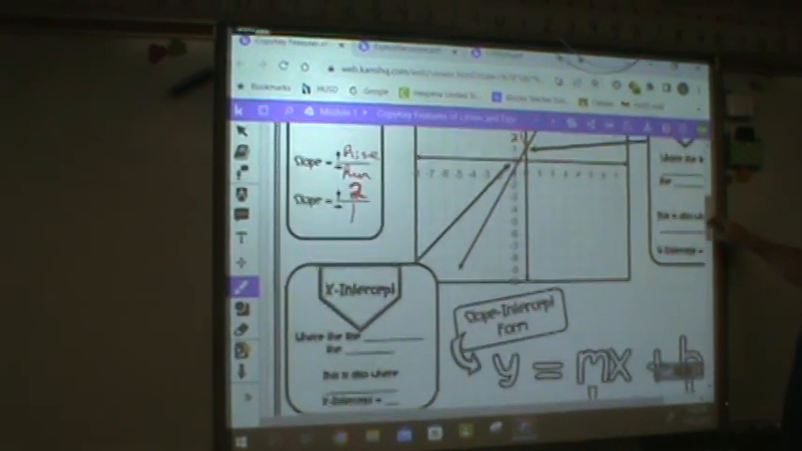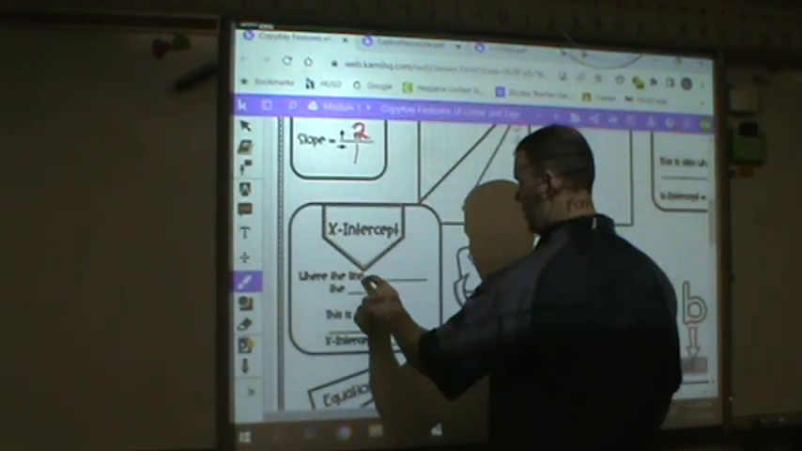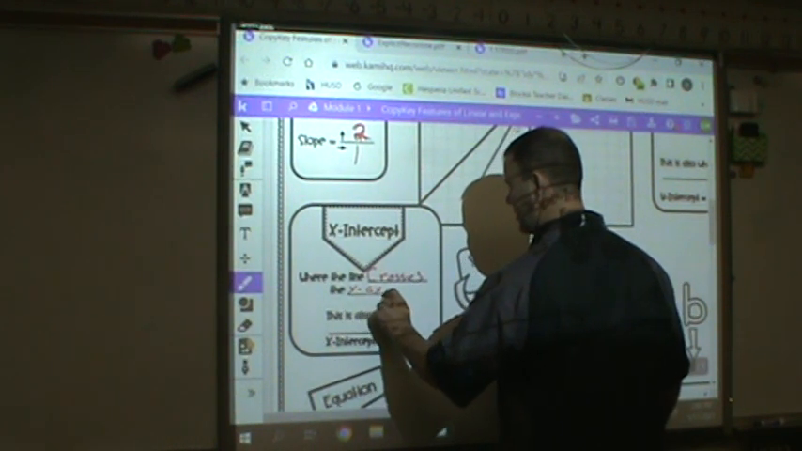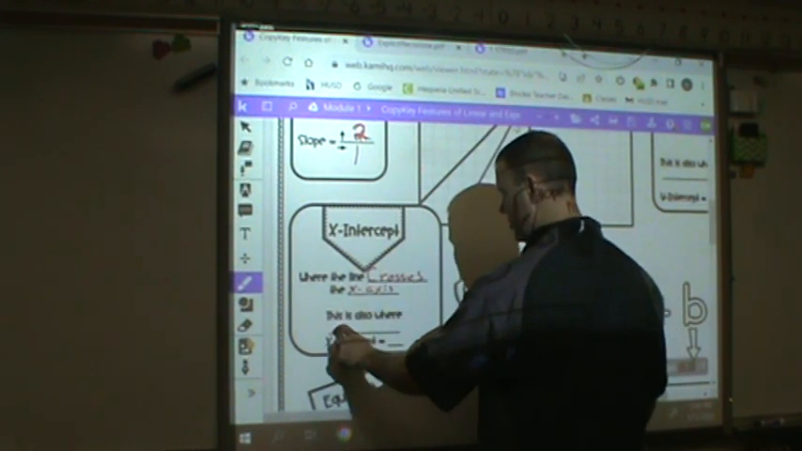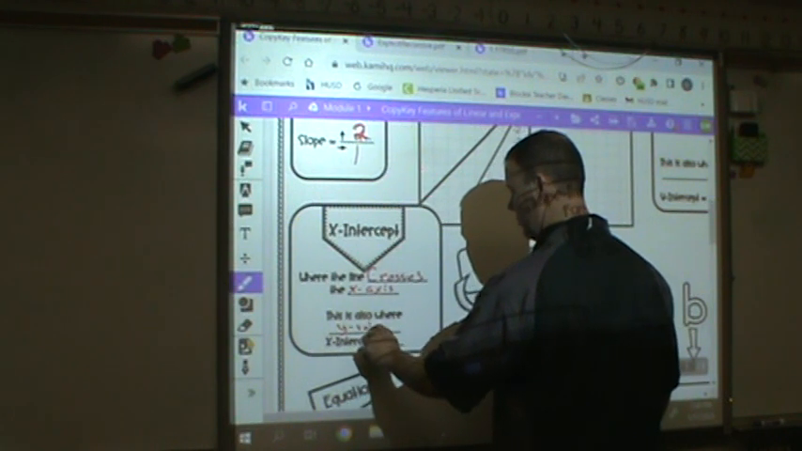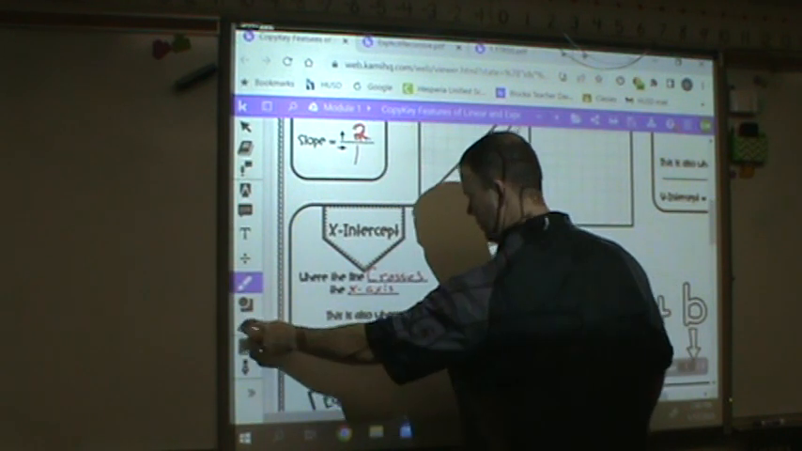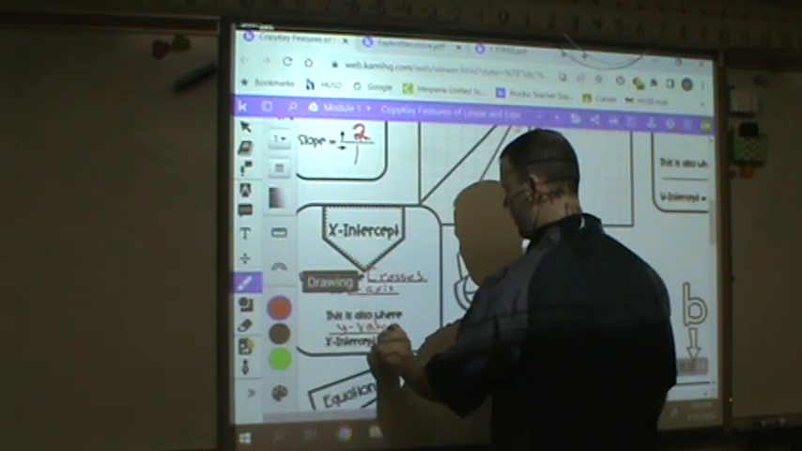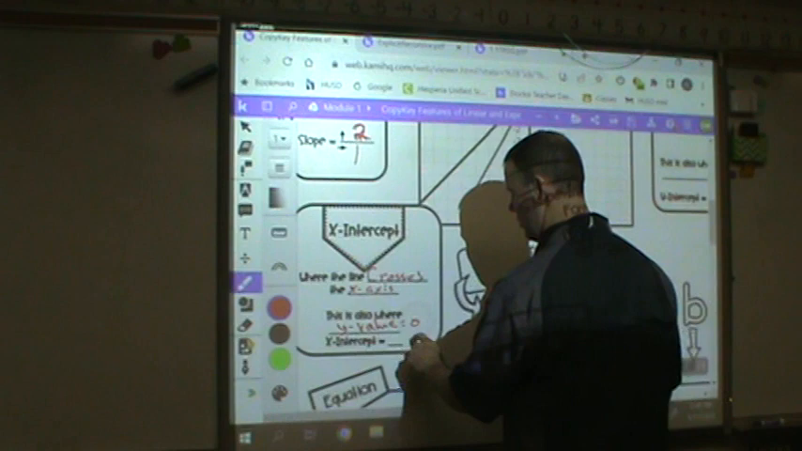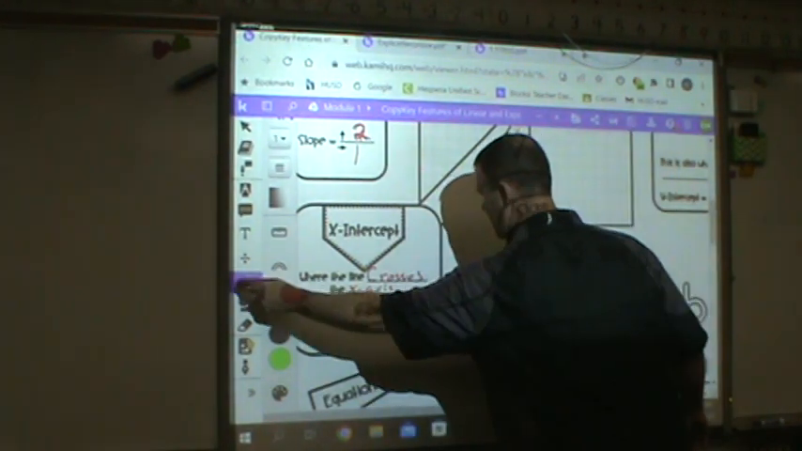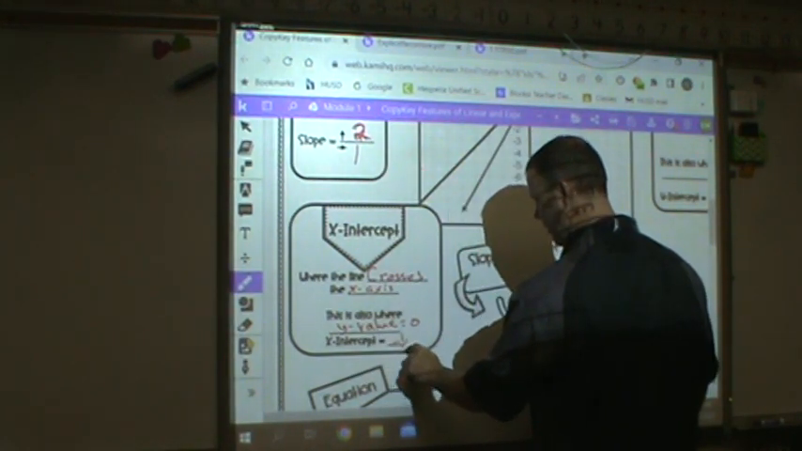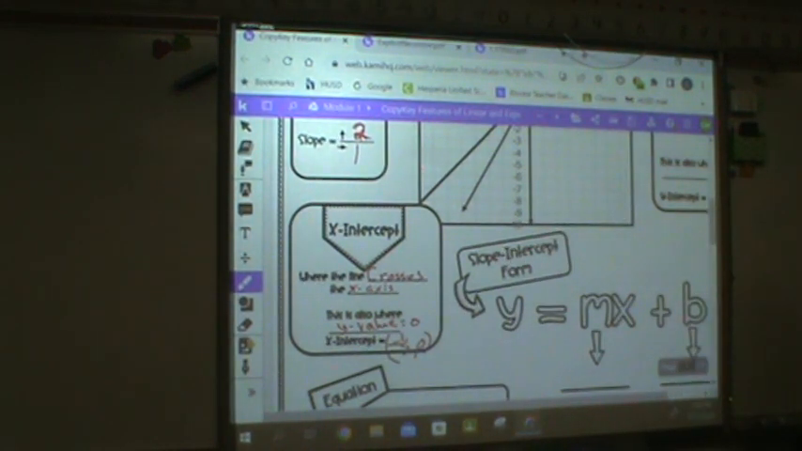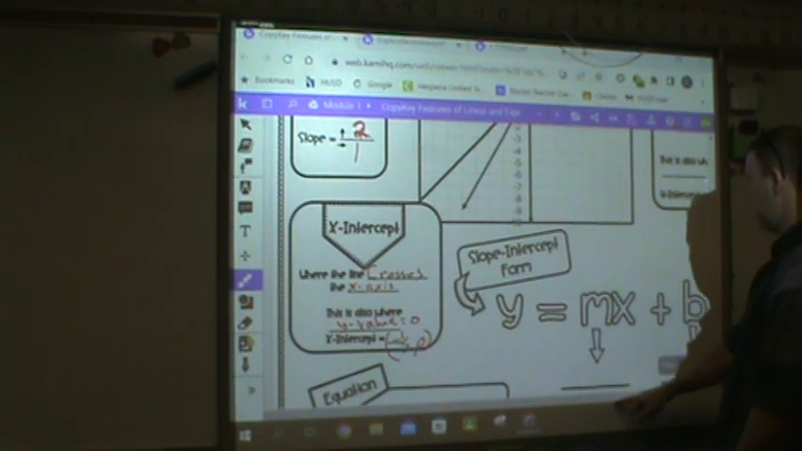Okay? Moving downward, the x-intercept is where the line crosses the x-axis. This is also where the y value equals 0. So for this particular graph, it is negative 1/2 and 0. Okay, that's where my x-intercept is.